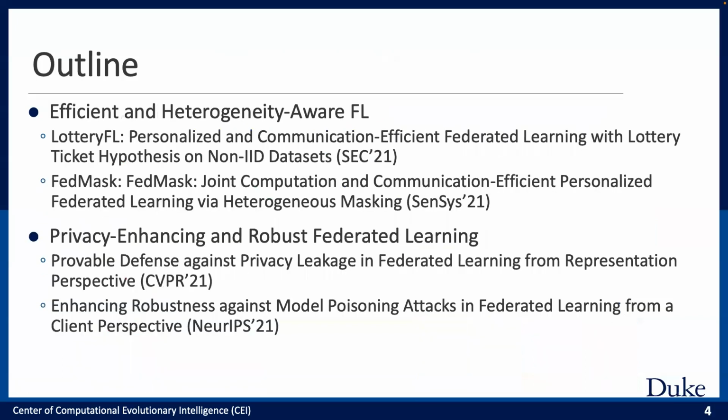Okay, so we summarize the following four papers in my talk. The first one is LotteryFL, published last year at SEC, the Symposium on Edge Computing. The second one, FedMask, is basically the updated version of this lottery network, probably at SenSys in 2021, and talks about privacy-enhancing and robust federated learning. One paper in CVPR talks about defense against privacy leakage in federated learning from the representation perspective. Another one is from NeurIPS last year, which talks about poisoning attacks.